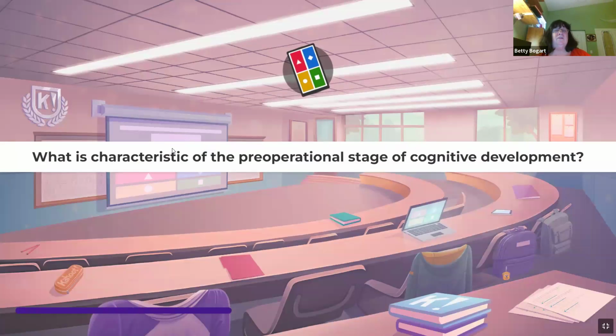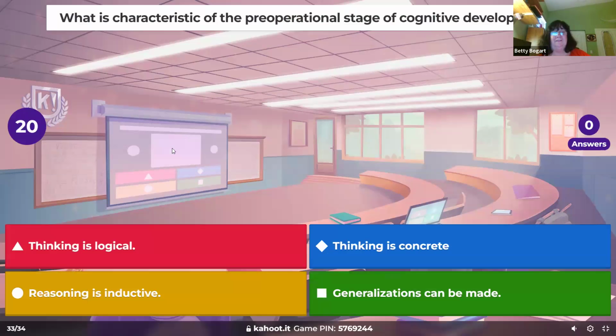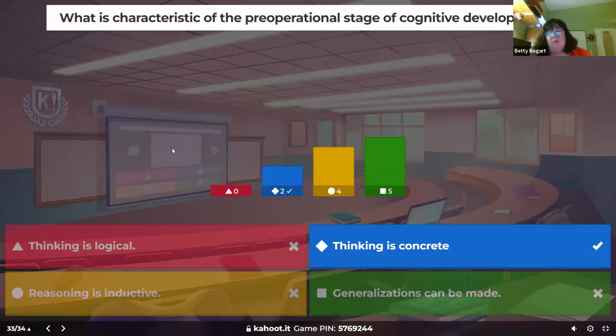What is characteristic of the pre-operational stage of cognitive development? Again, this is where you have that child who has a sippy cup on a high chair, throws it on the floor because they know mommy's coming. It's because they've done it already, right? So they probably did it first as a mistake, but now when they want mommy, they throw it.